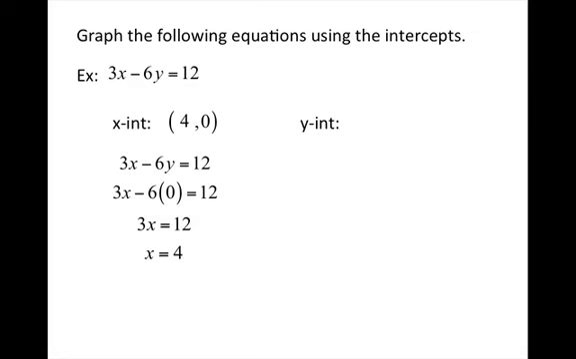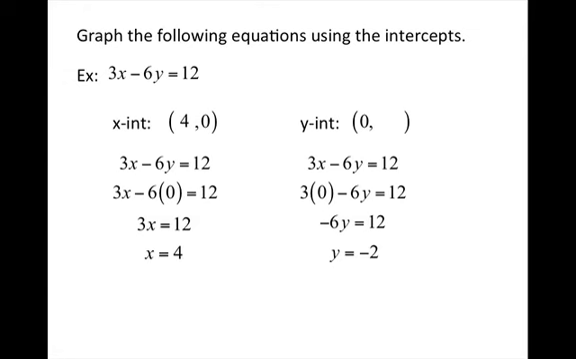Now for the y-intercept, let x be 0. So I have the equation 3x minus 6y equals 12, and this time put a 0 in place of the x. So I have 3 times 0 minus 6y equals 12. This just gives me negative 6y equals 12. And if I divide by negative 6, I get that y equals negative 2. So my y-intercept is the point (0, negative 2).